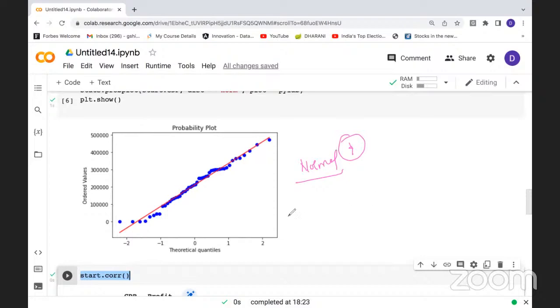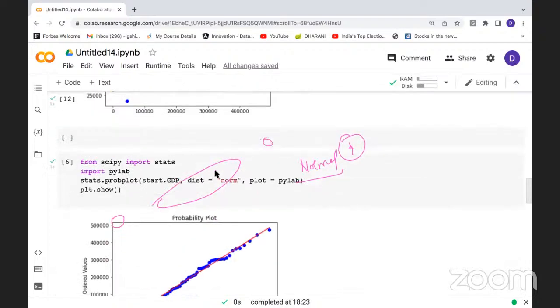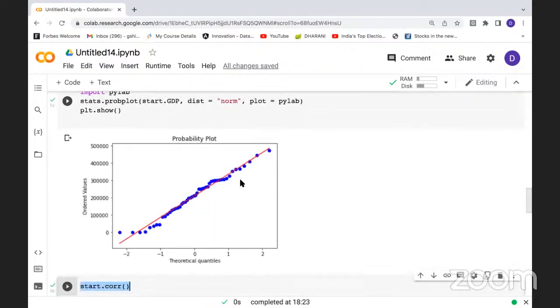If you see, maximum data points are falling on the line, only 1 or 2 are out of line, right? This plot is called a QQ plot. The plot we are doing here is not available directly in matplotlib, because there are two things you want to do here. You have to draw a line, and also the data points. Line should come, data points also should come. This is your values, this is your standardized value.